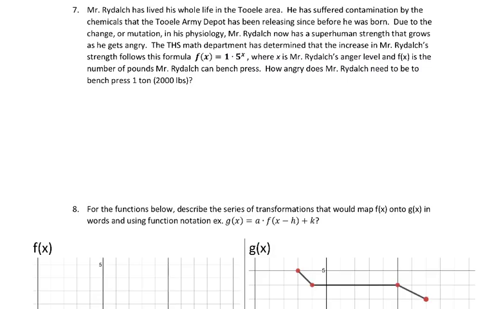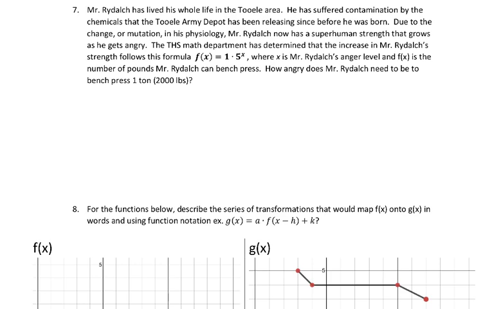Alright, now let's take a look at number 7. Here we are at number 7. Mr. Rydalch has lived his whole life in the Twila area. He has suffered contamination by the chemicals that the Twila Army Depot has been releasing since before he was born. Due to the change or mutation in his physiology, Mr. Rydalch now has a superhuman strength that grows as he gets angry.